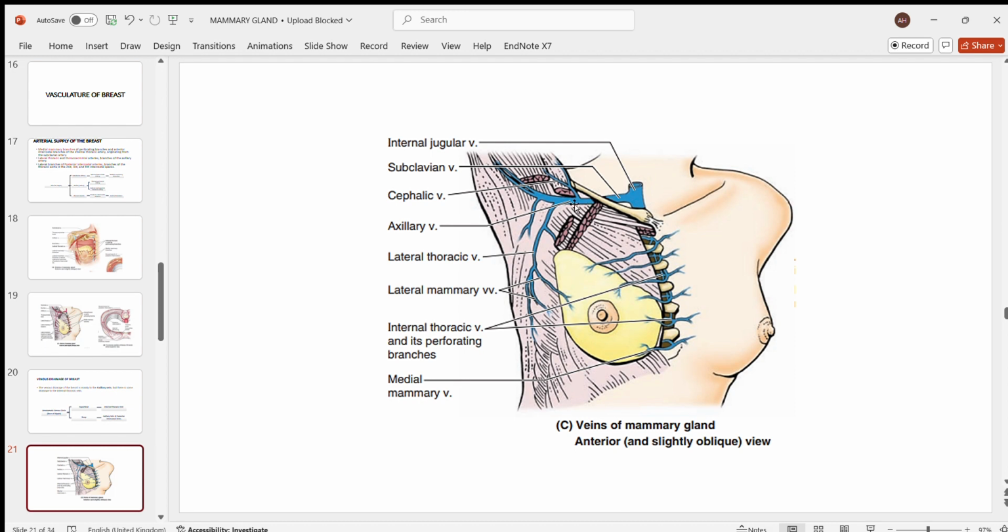This is the axillary vein. This is the posterior intercostal vein, and these are the internal thoracic veins. So all the veins are drained into the internal thoracic, posterior intercostal, and the axillary veins, and these veins are according to the arteries. So veins are following the arteries. It is as simple.